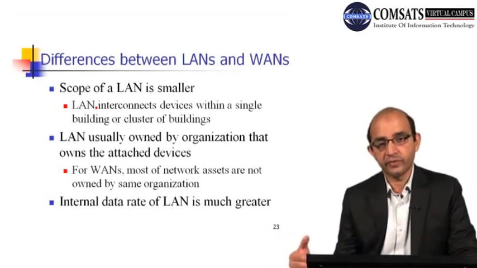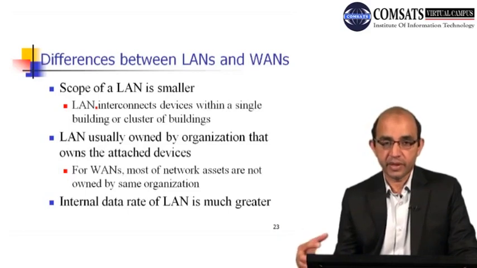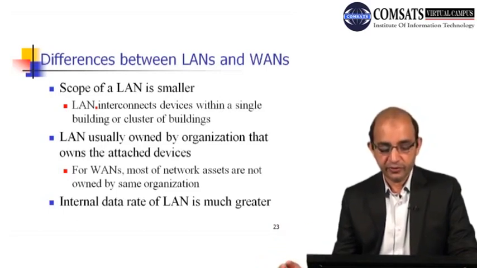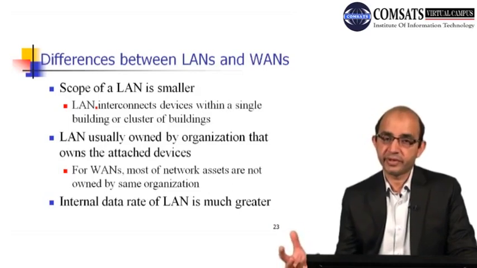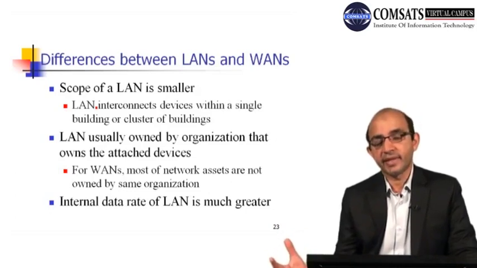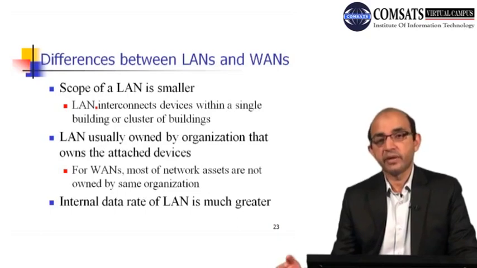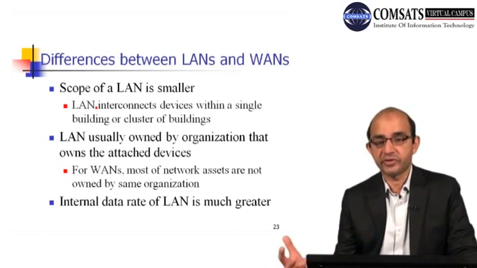Right, so we want to interconnect different exchanges within a city, or maybe different buildings that a company has within a city. So in the case of WAN, one of the key differences regarding LAN and WAN is that LANs are owned by a single organization, a single company, or a single person. On the other side, WANs are built in order to provide different services.